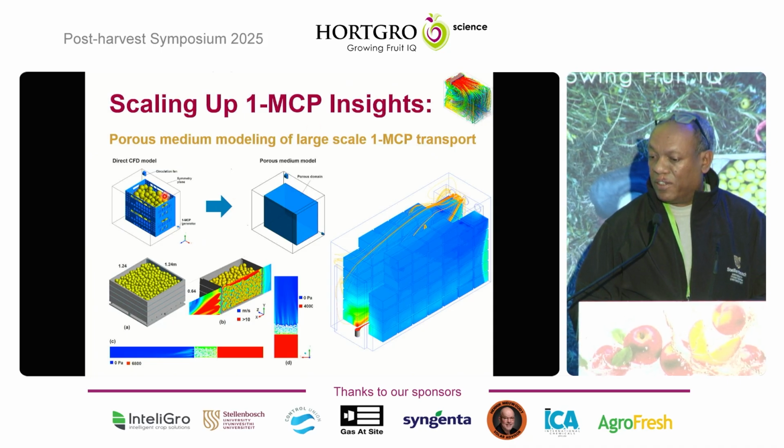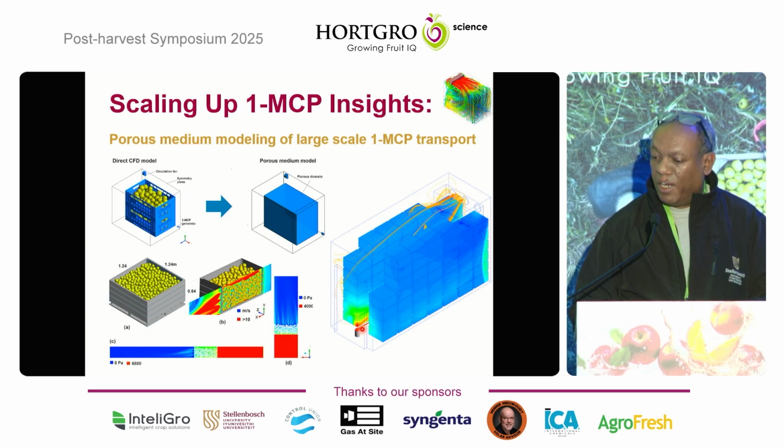This technique helps us to simply consider a box filled with fruit as a box. But the property of this box is dictated by a measurement on a single box, as you see in a bin, of how the air flows through it and how the pressure drop looks through it. That will help us to describe each bin in a cool store as a porous domain, and we will be able to model how 1-MCP distributes in the big cool store.